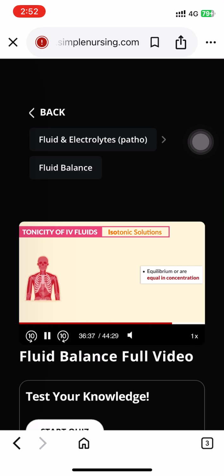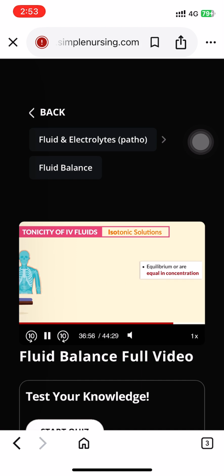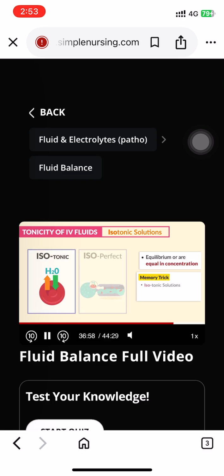Now, it's important to note that human blood is isotonic. Thus, very little osmosis occurs when isotonic solutions are infused into the body, since they have the same osmolality as body fluids. And thus, it increases extracellular fluid volume, basically fluid within the blood vessel. So once again, the memory trick here, isotonic solutions, just think iso-perfect, like I'm so perfect. No fluid shifts, just perfect balance.